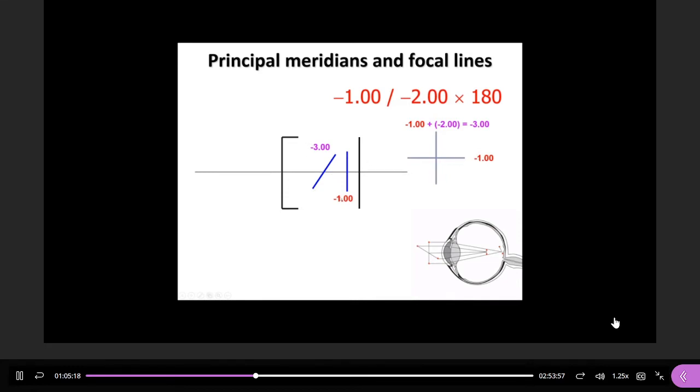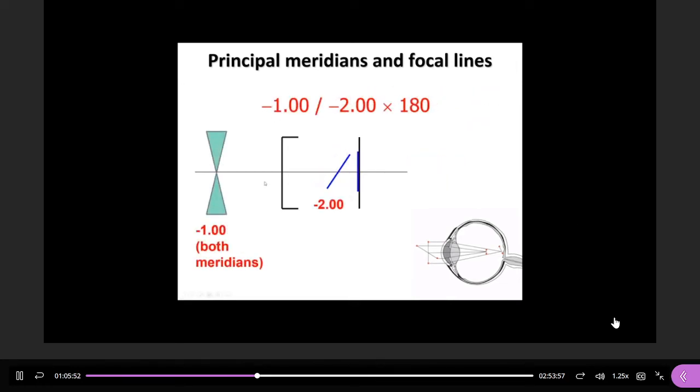And this is -1, which is more close to the retina because they have less power, right? Making the -1. So this is the vertical, which is close to retina. Horizontal with -4 in this focal line is more power because they have -3 power. So this is how we draw the principal meridians and the focal line. One more case.